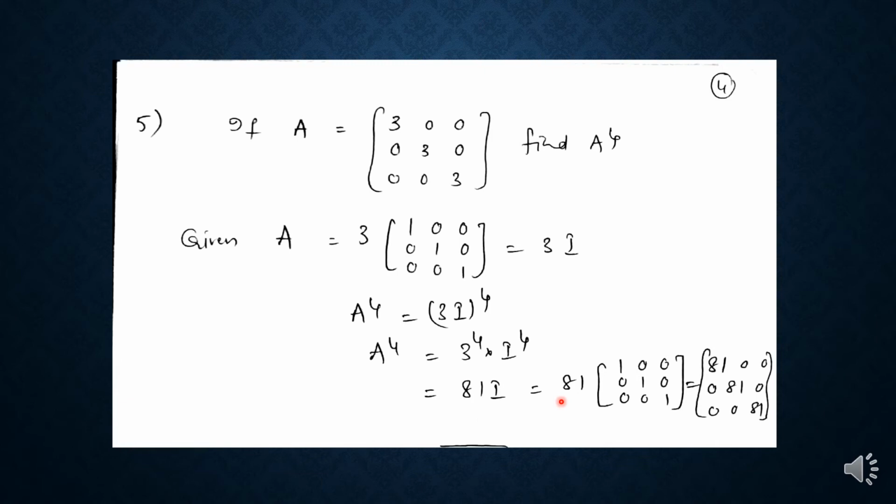That is equal to 81 into [1 0 0; 0 1 0; 0 0 1]. Multiplying with 81, we get [81 0 0; 0 81 0; 0 0 81]. So simply we got the value of A to the power of 4 as [81 0 0; 0 81 0; 0 0 81]. So this is the solution.